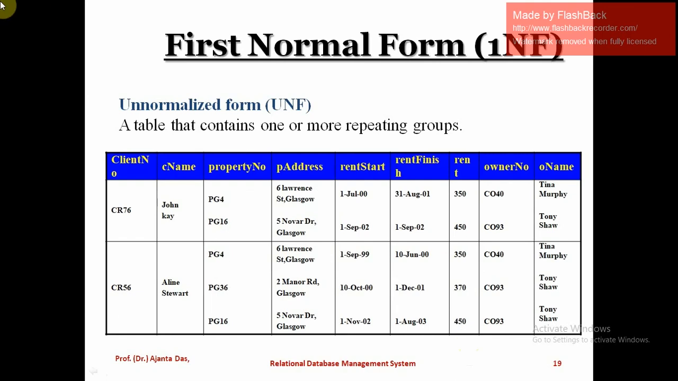Yes, okay. So, we are considering another new example to discuss the whole thing. So, here you can see that in this relation we have 9 attributes: client number, client name, property number, property address, rent start, rent finish, rent, owner number and owner name. Now you can see that for one client number we have multiple data. But by the definition of relations, each cell of a relation must contain a single or atomic data. So that is why we have to convert this relation into atomic. Let's see how we have done it.